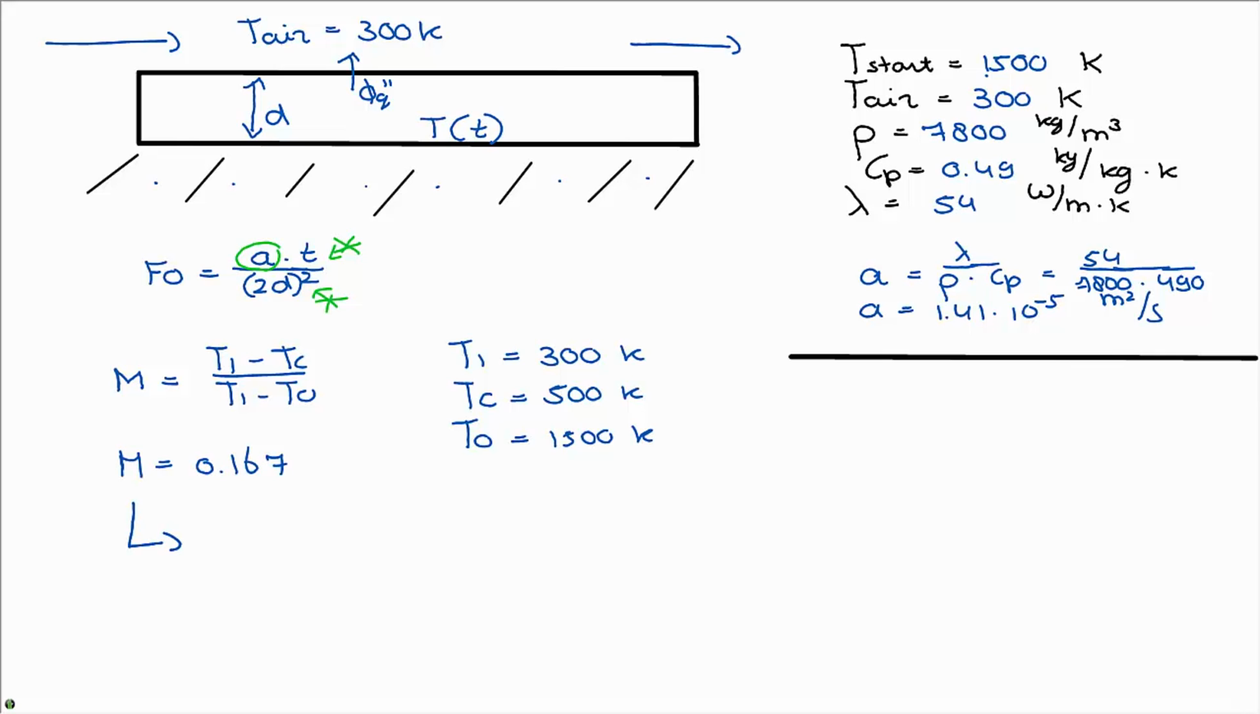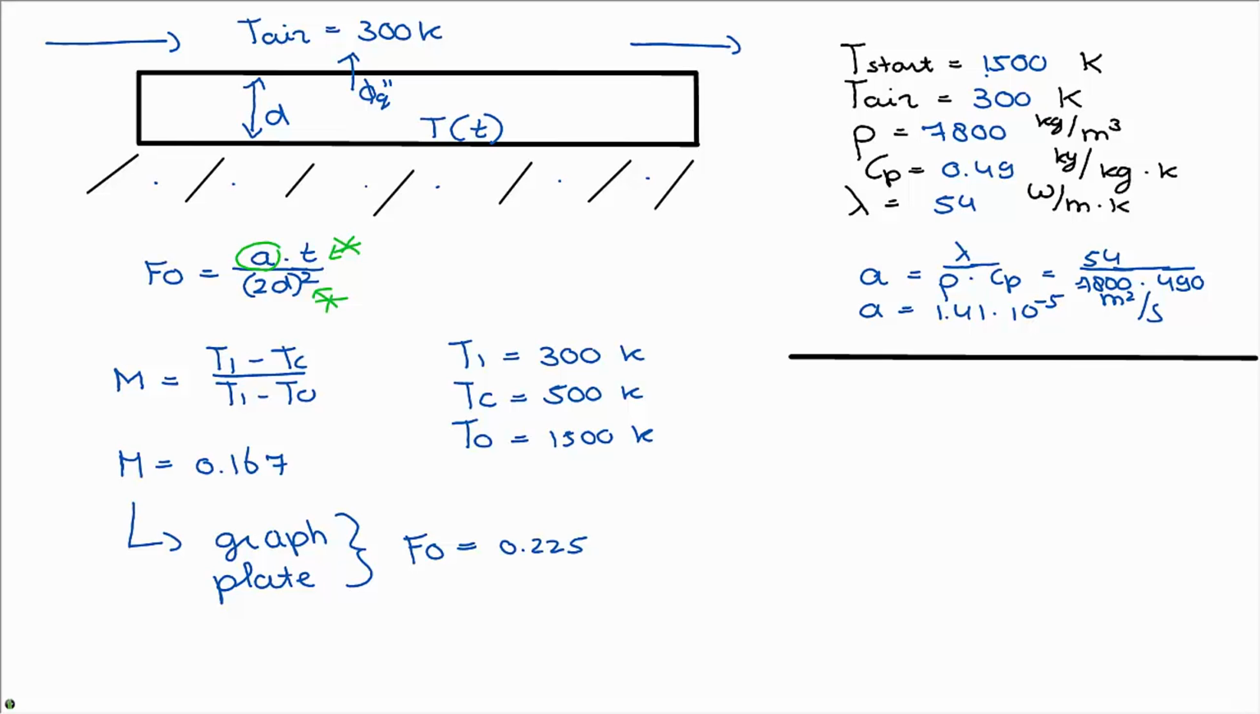Look in the graph at the plate configuration, and then you will see that the Fourier number is around 0.225. This was how you had to calculate it.